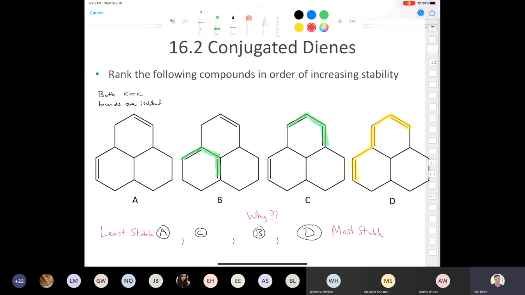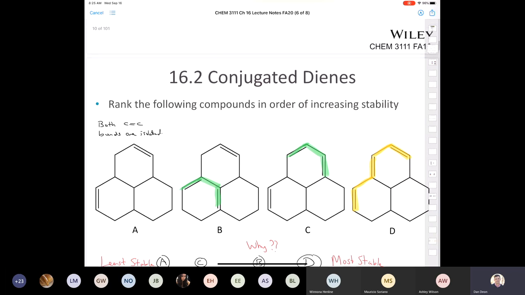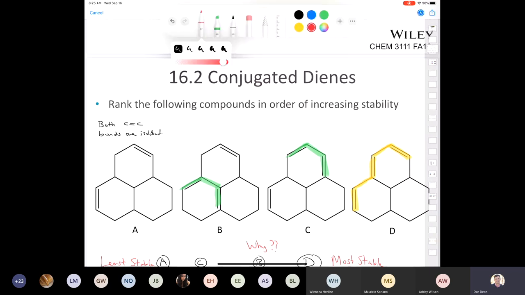Okay, it's to do with substitution, right? It's got nothing to do with resonance. It's based on substitution. So this is something we talked about in our alkenes chapter, right? When we talked about the stability of alkenes, right? We go from ethylene to a mono-substituted alkene to a di-substituted alkene to a tri-substituted alkene, to a tetra-substituted alkene, like that. And the more substitution you have on an alkene, the more stable it is, okay? So the answer is substitution.